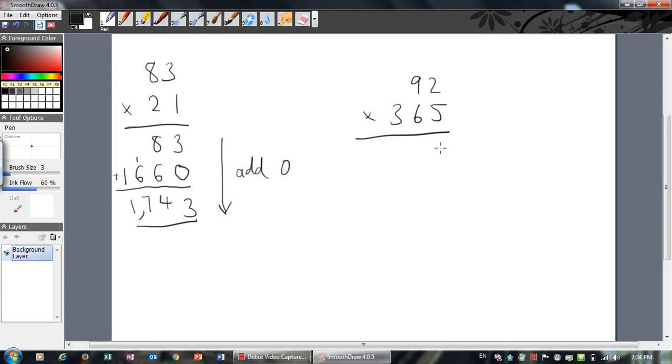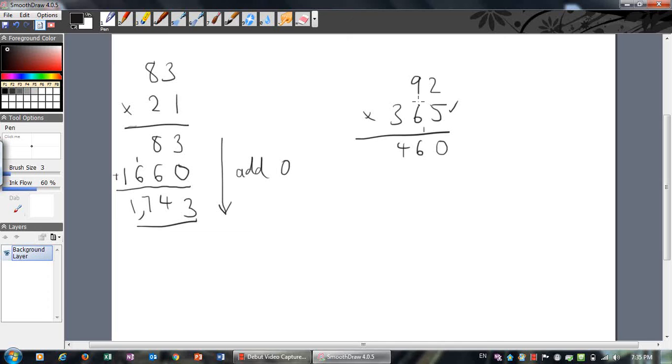The first one's not going to have any zeros. The second one's going to have 1 zero. The third row is going to have 2 zeros. So let's do it. Here we go. 2 times 5 is 10. 9 times 5 is 45, plus this one is 46. Alright, that's the 5 column done.